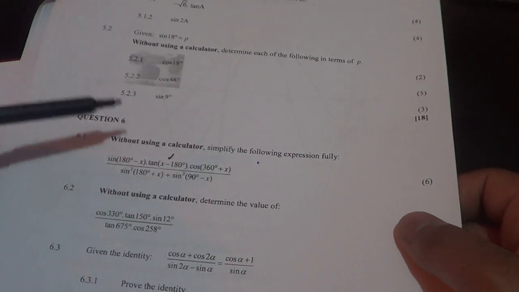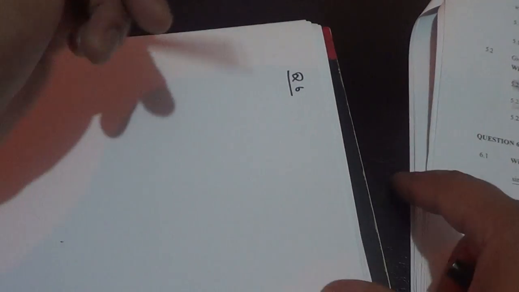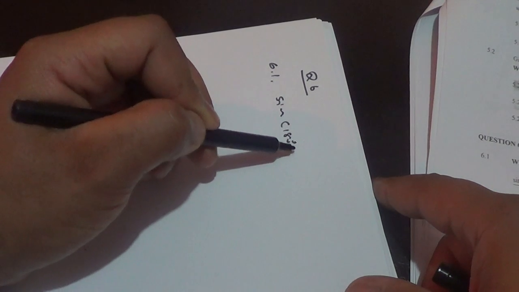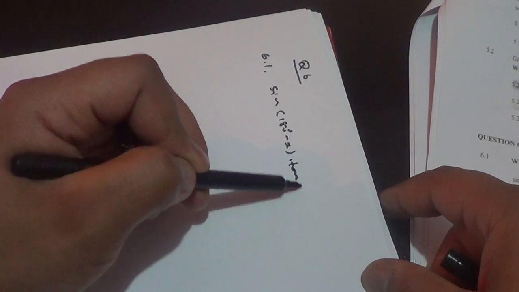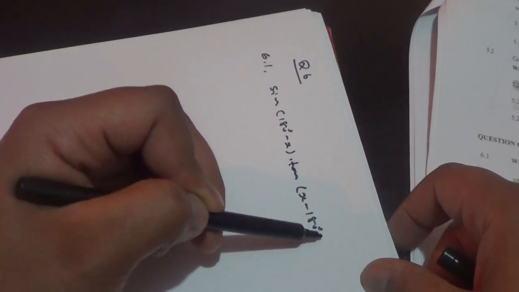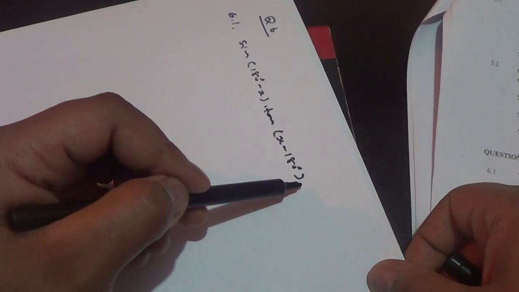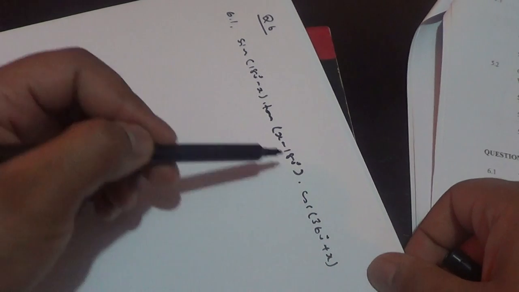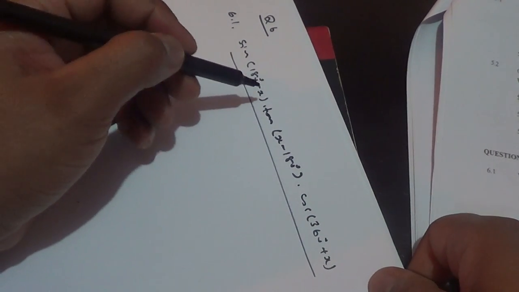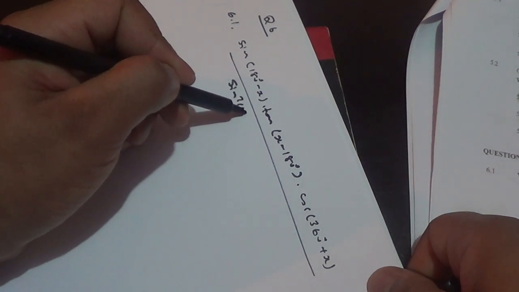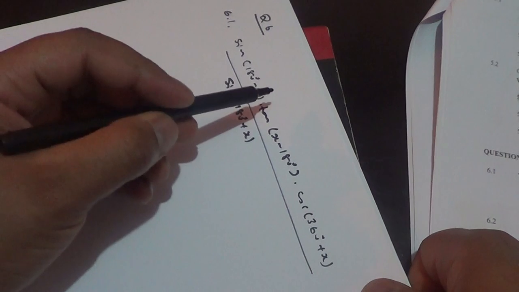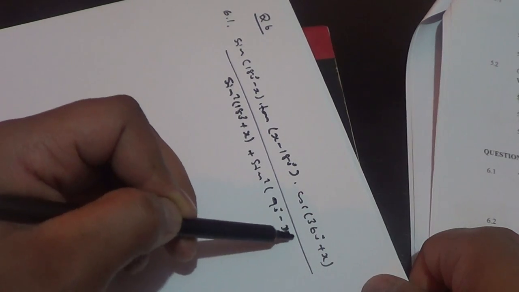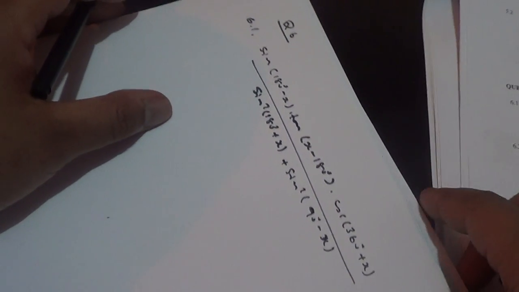Because sine squared looks like it's going to just be fine. All right, so let's do it. 6.1, we have sine of (180 degrees minus x) times tan of (x minus 180 degrees) times cos of (360 degrees plus x), all of that over sine squared (180 degrees plus x) plus sine squared (90 degrees minus x). Okay, just make sure everything is copied properly.